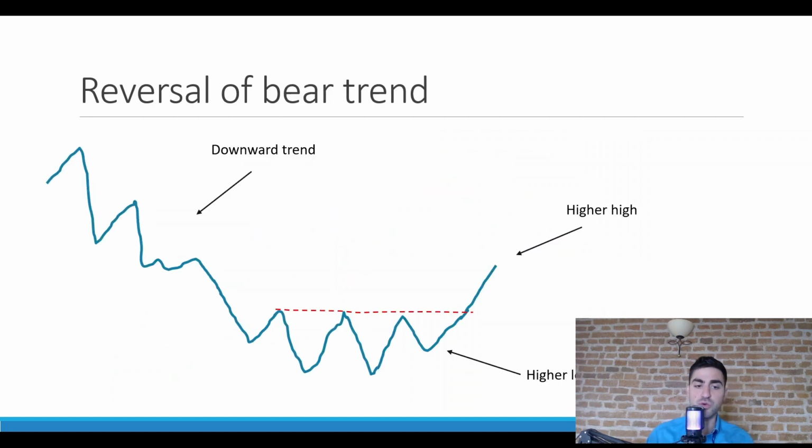This is also true for the bear trend. Let's say that we have a downward trend, which means we have lower highs followed by lower lows, and at one point these reverse and we see a higher high and a higher low breaking the previous levels. At that point we can say that the trend has reversed.